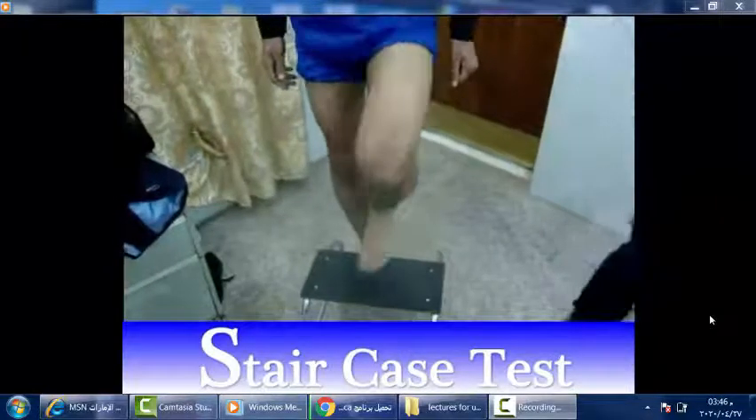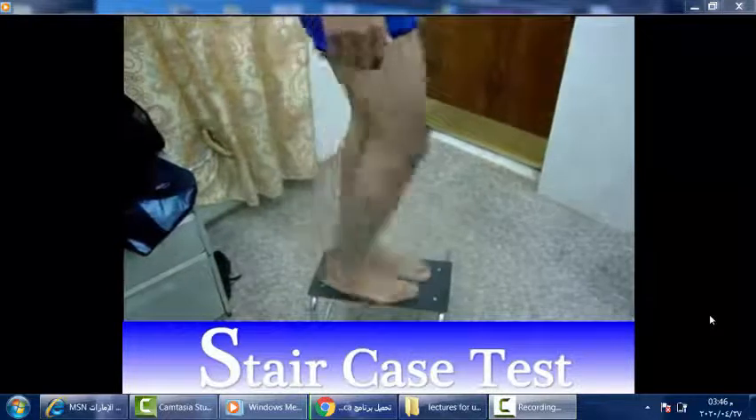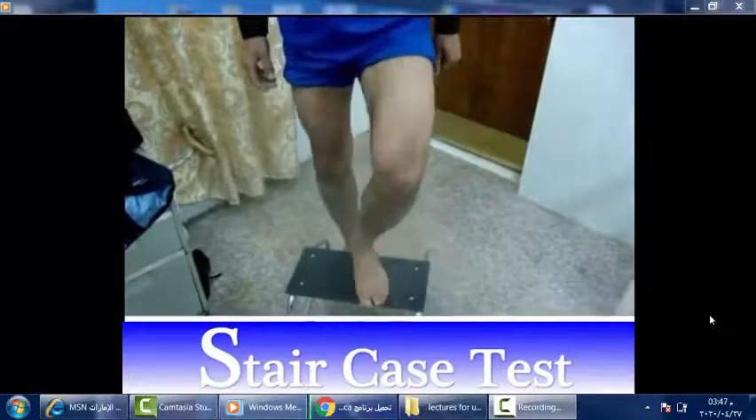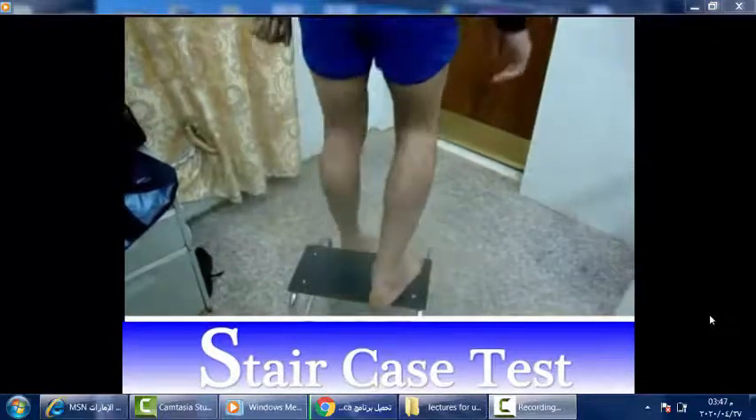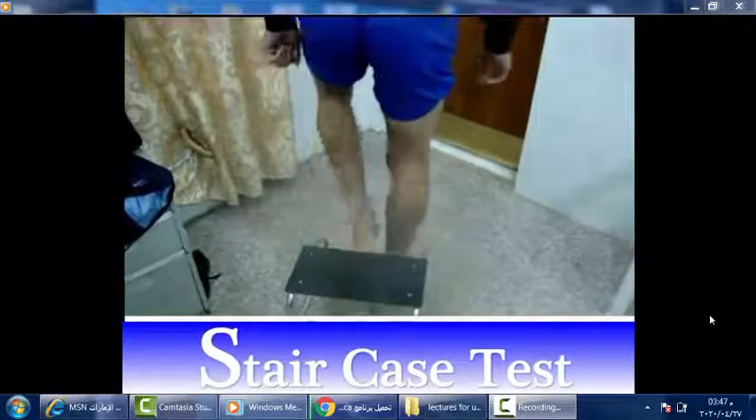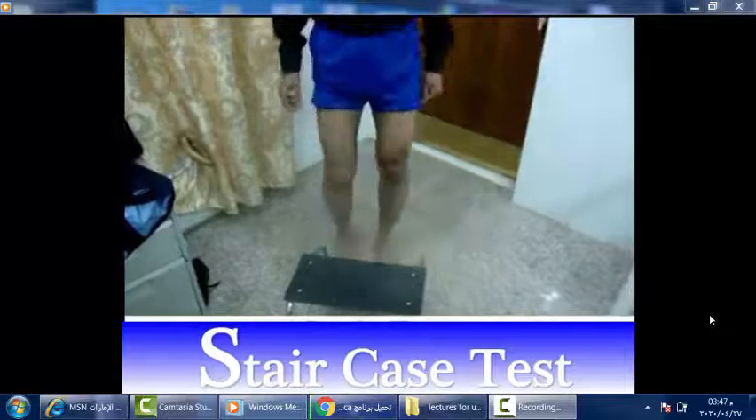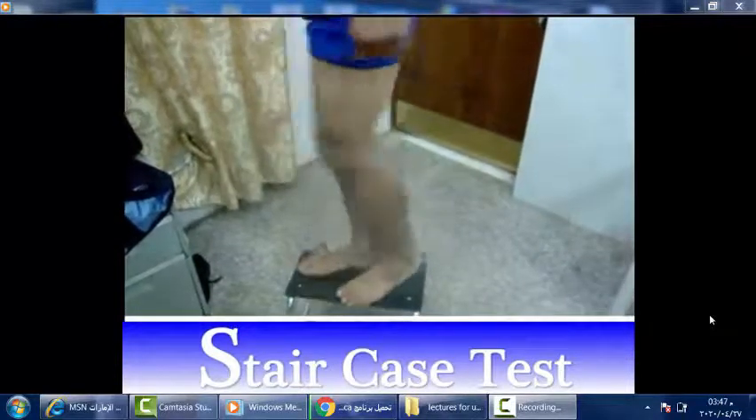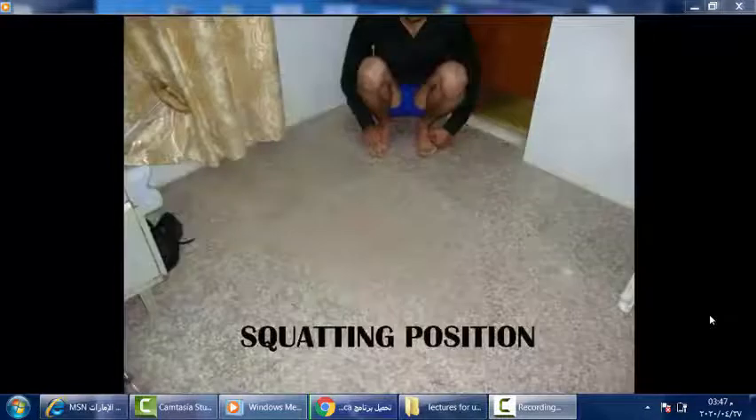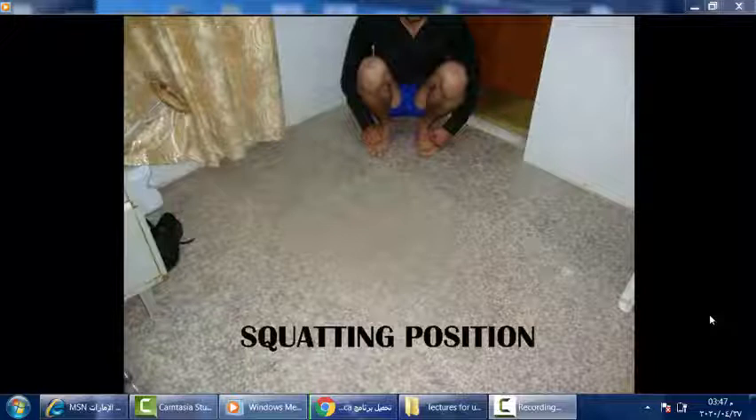The staircase test is used for testing the ACL, PCL, and the quadriceps muscle mechanism. First, we ask the patient to go up and down with the normal leg, and then up and down with the diseased side, and see the difference, how he is able to get up and down stairs depending on the integrity of the ligaments, PCL or ACL. The PCL and quadriceps muscle work going upward, while the ACL and quadriceps muscle work going downward.